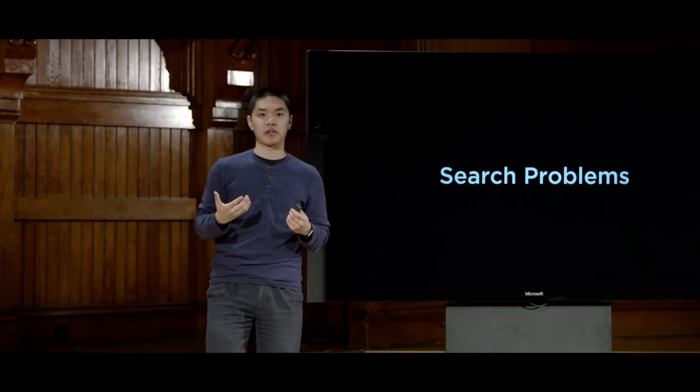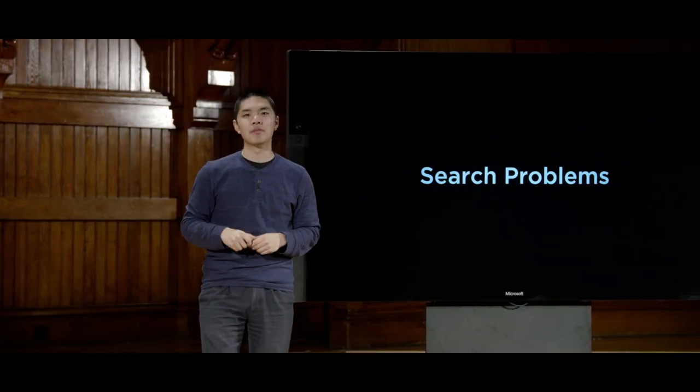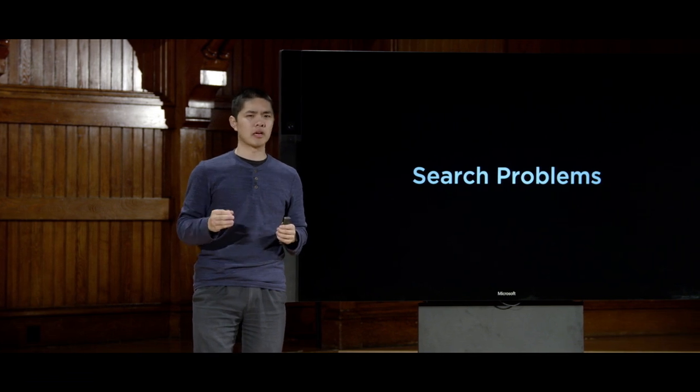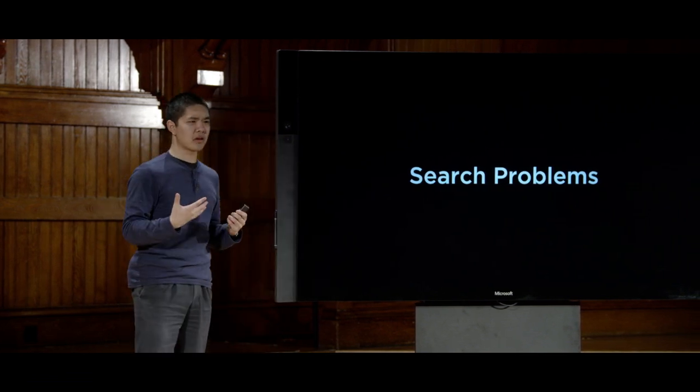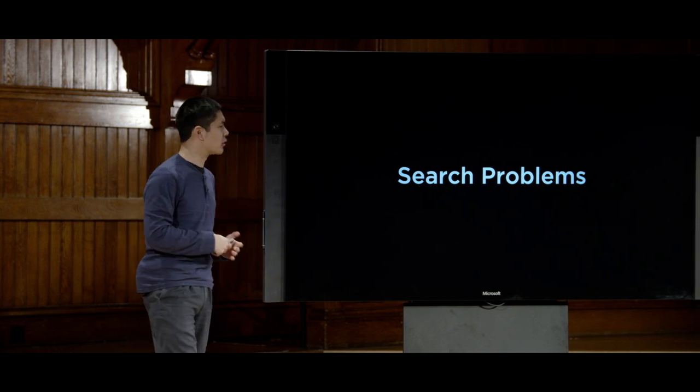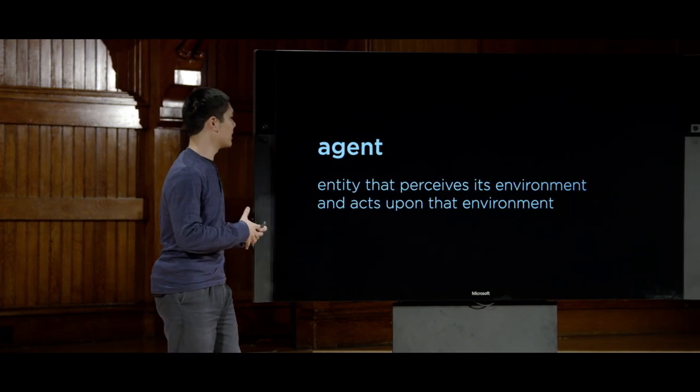So we'll start our conversations today by thinking about these types of search problems and what goes into solving a search problem like this in order for an AI to be able to find a good solution. In order to do so, though, we're going to need to introduce a little bit of terminology, some of which I've already used.